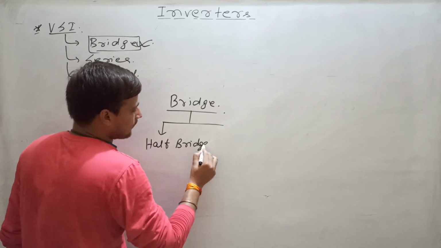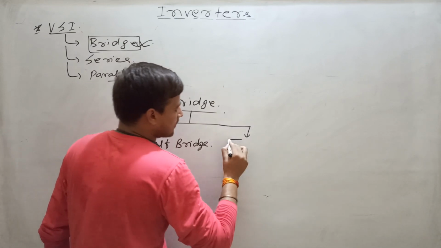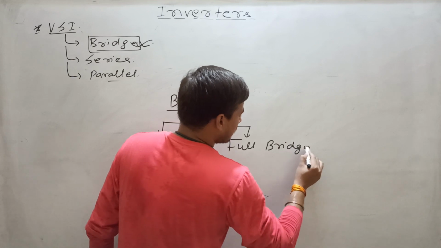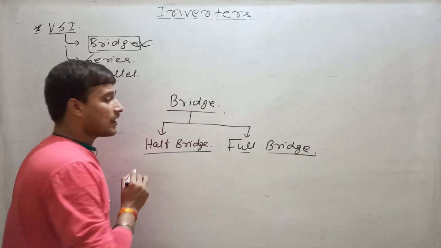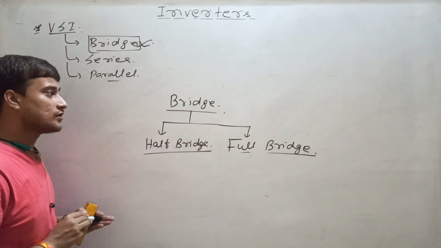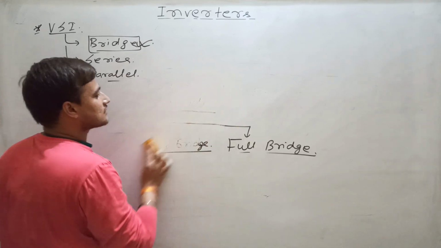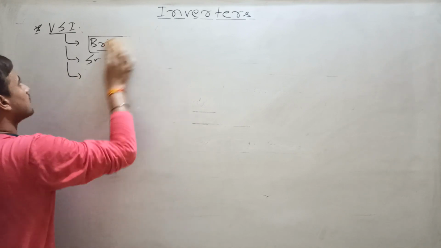Second will be full bridge. Clear? First will be half bridge, second will be full bridge. So there are two types of bridges. Clear? So first let us discuss half bridge inverter.